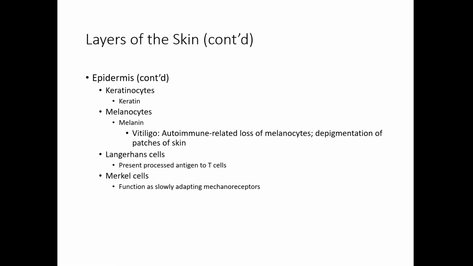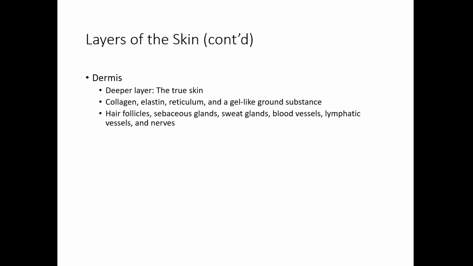Within the epidermis, the keratinocytes contain keratin. The melanocytes make melanin, and one disorder is vitiligo, which is an autoimmune-related loss of the melanocytes, and that results in depigmentation of patches of skin. The Langerhans cells process and present antigen to T cells, and then the Merkel cells, which function as slowly adapting mechanical receptors.